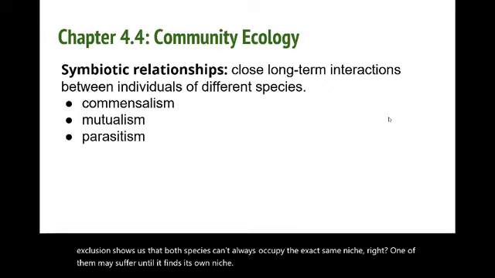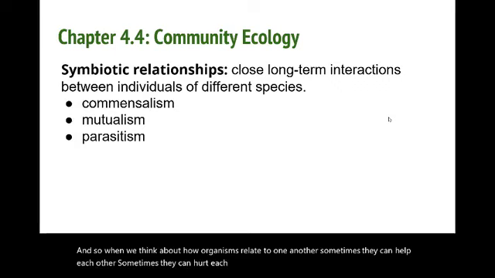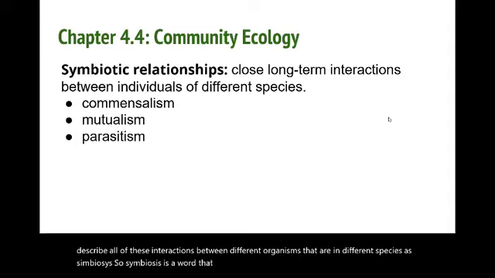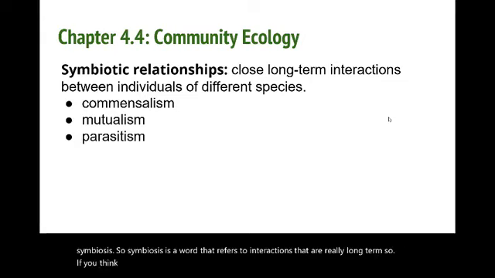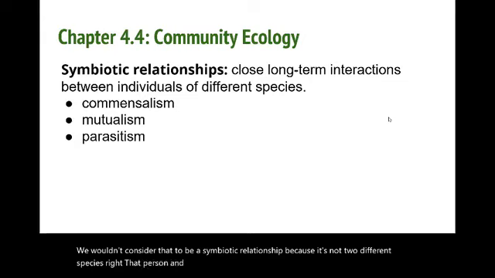And so when we think about how organisms relate to one another, sometimes they can help each other, sometimes they can hurt each other, sometimes they can work together. So we describe all of these interactions between different organisms that are in different species as symbiosis. So symbiosis is a word that refers to interactions that are really long term. So if you think of maybe someone that has had a job for a really, really long time, we wouldn't consider that to be a symbiotic relationship because it's not two different species, right? That person and their boss, they're both humans. But what about organisms that connect that are different species? That's symbiosis. And there's three different kinds.